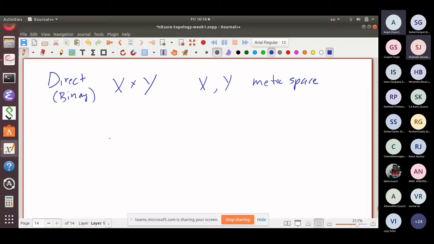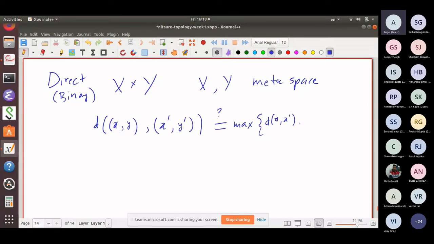If D1 is a metric on X and D2 is a metric on Y, then we define D as the maximum of D1 and D2. So this is one possible choice. Somebody has given me one possible choice, under which the distance between (x, y) and (x prime, y prime) is the max of d(x, x prime) and d(y, y prime). This was one possible product.